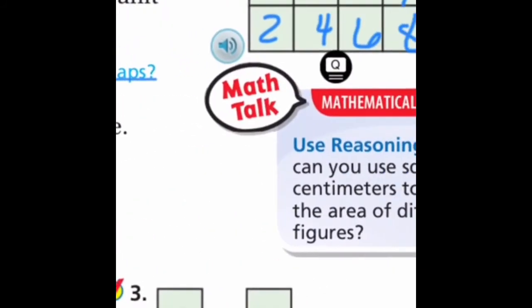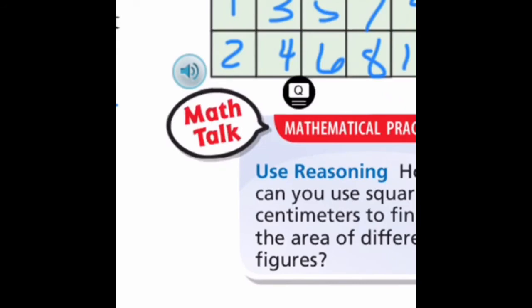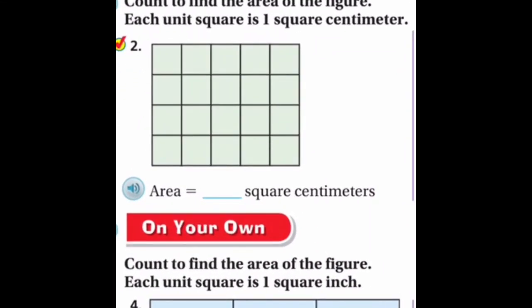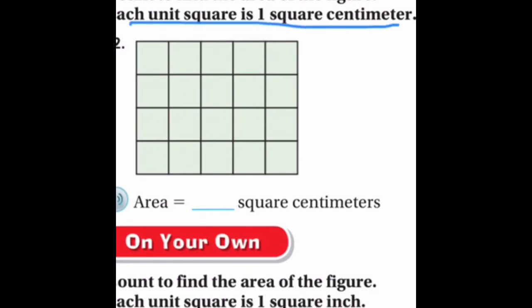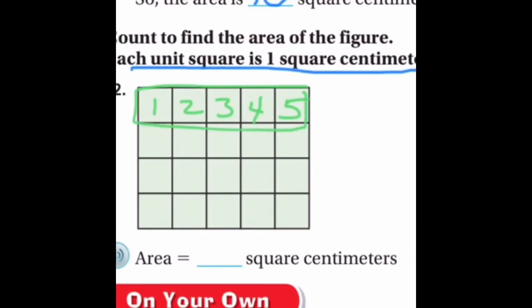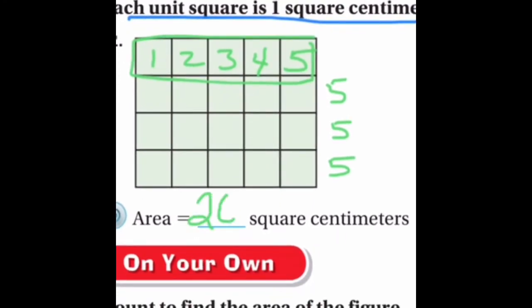And again, each one of these is a unit square because it's 1 square and it's 1 unit on all sides. So each one is called a unit square. So that means there are 10 square centimeters. The area is 10 square centimeters. All right, number 2, directions say count to find the area of the figure. Each unit square is 1 square centimeter. All right, so counting all the unit squares, I have 1, 2, 3, 4, 5. I know this row has 5, so this row has 5, that row has 5, and that row has 5. That's going to give me a total of 20.